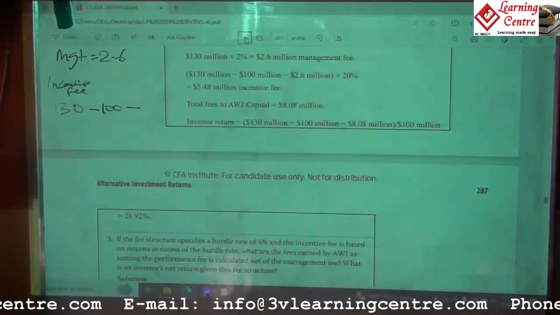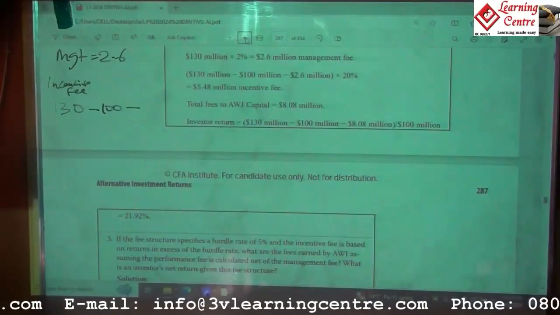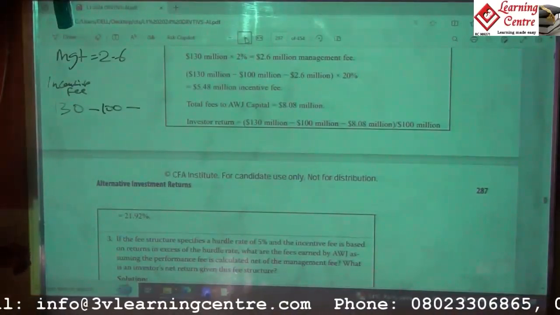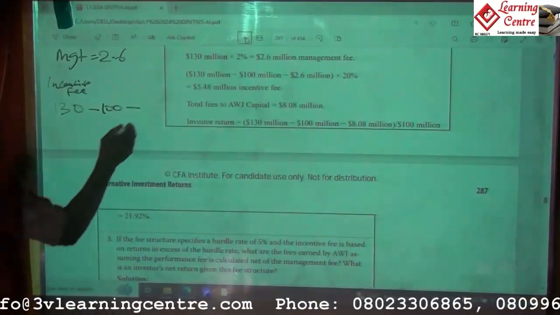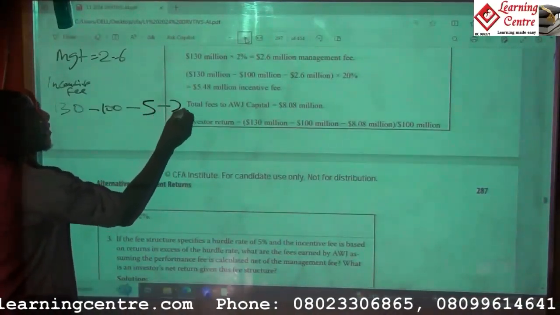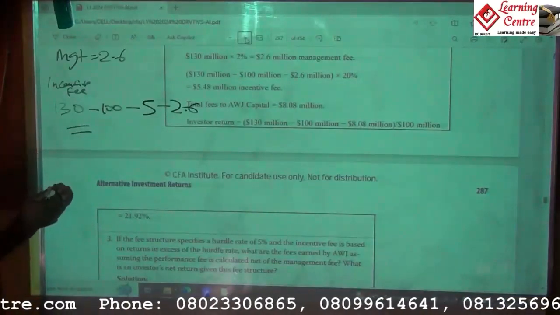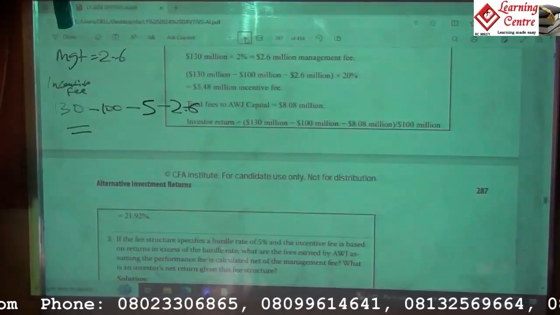You can see it's there. Yeah, it's 5%. So it's going to be 5% times 100, that's the initial amount, which is 5, minus the management fee, 2.6. So what's our total incentive fee?